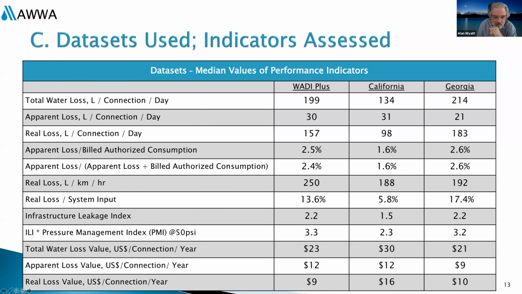Here we have the other sort of standard indicators, ILI being quite a bit lower in California. And then values in dollars per connection per year, just using the VPC or the sales price of water. So that's the data sets.